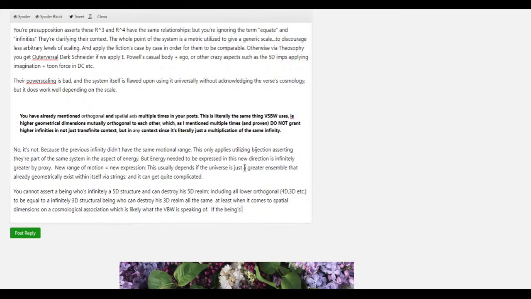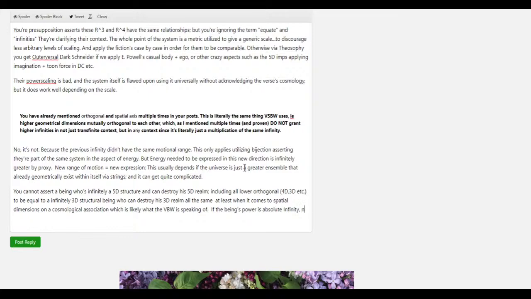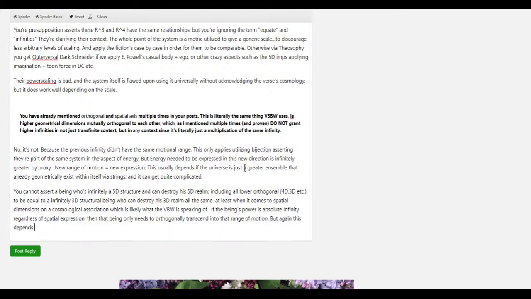If the being's power is absolute infinity, then regardless of spatial expression, that being only needs to orthogonally transcend into that range of motion. But again, this depends upon the context of the series.